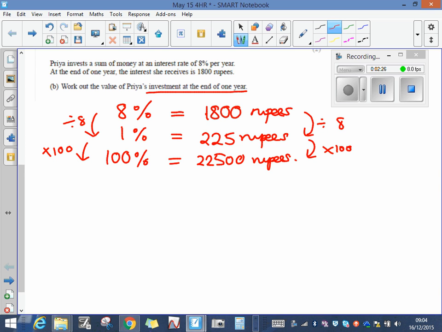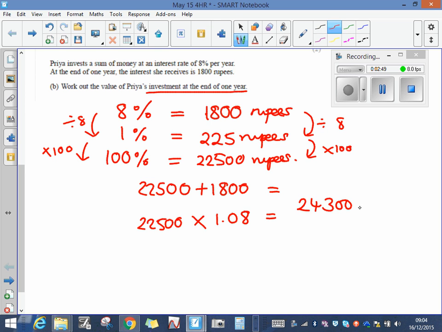So we can either do it by adding the 1,800, probably do it like that, so we could do the 22,500, which is what she had originally, plus the 1,800 rupees. Or another way of doing it is you could do the 22,500 rupees and multiply it by 1.08. Either way, you are going to end up with 24,300 rupees.